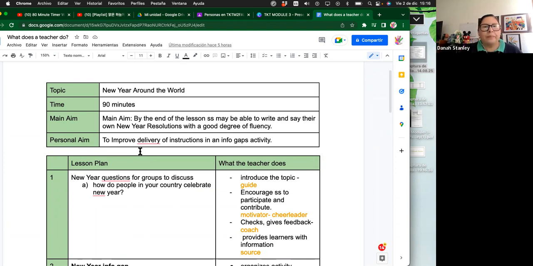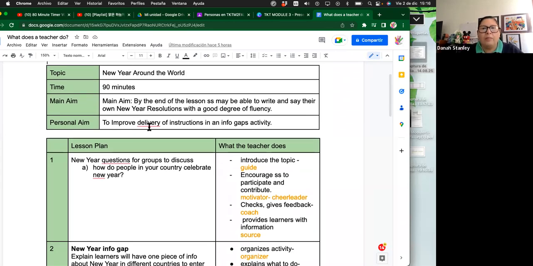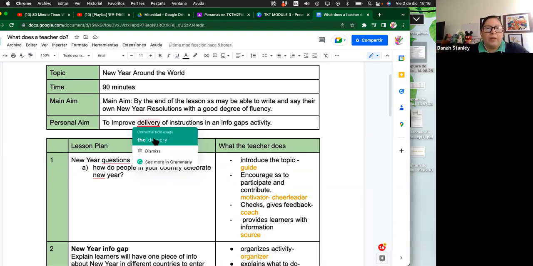So my class is about 90 minutes and the main aim is, by the end of the lesson, students may be able to write and say their own New Year resolutions with a good degree of fluency. Entonces, what I want them to do is to express themselves. I'm not going to pay a lot of attention to the accuracy problems, but I'm going to check how natural they are going to speak.